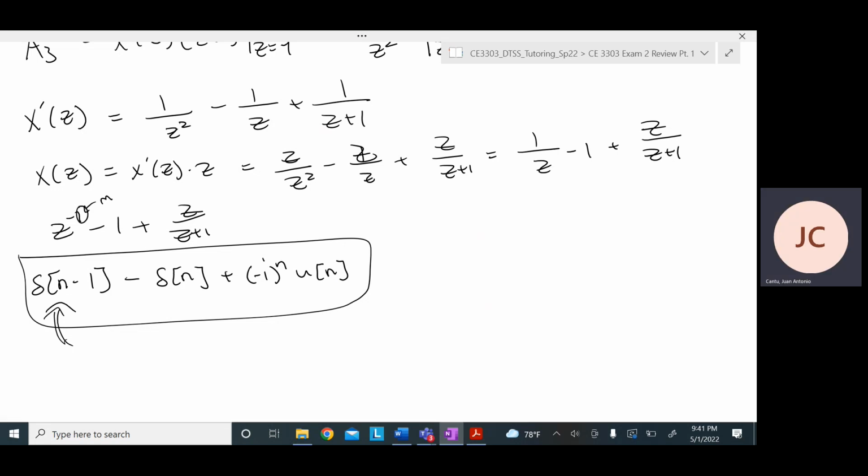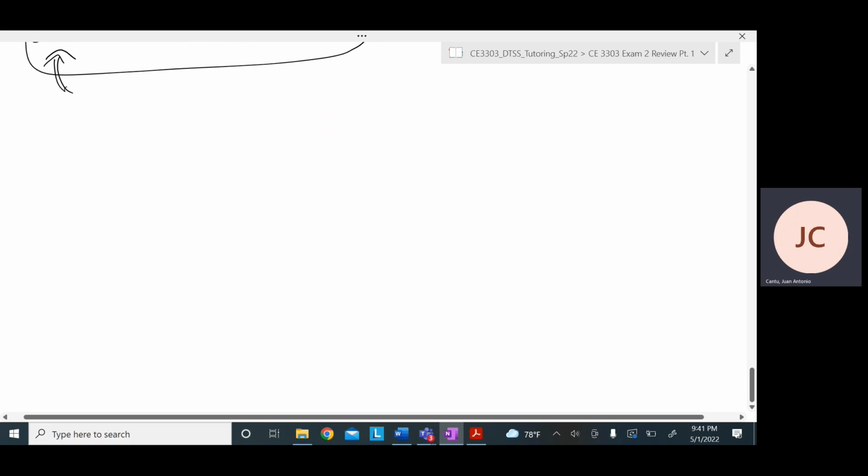Now let's look at, I'm not going to complete this example, but I do need to show you what happens if you get complex conjugates for your poles.